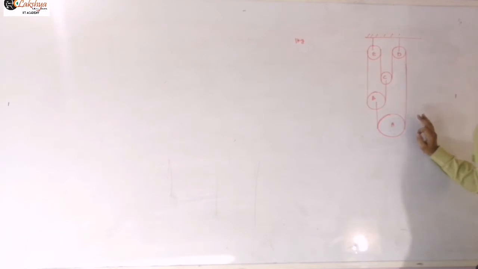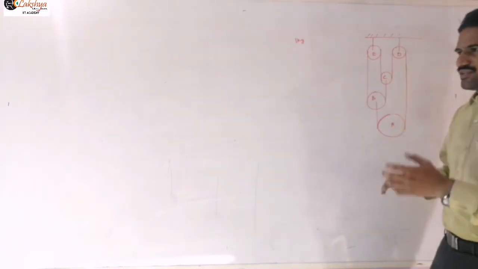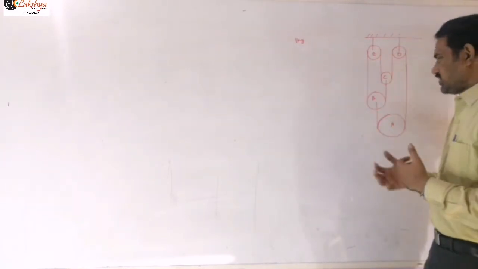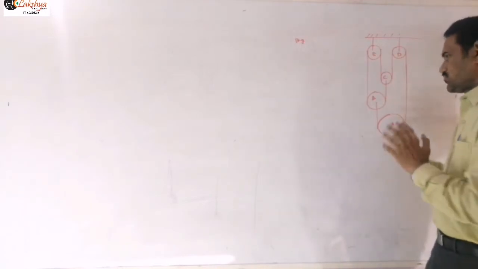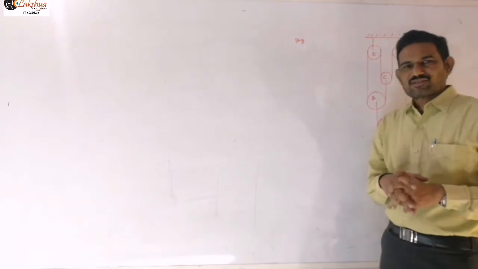Then find the accelerations of the blocks A, B, C. So here there is no additional acceleration of the pulleys A, B, C. The blocks are not connected here, just that the pulley itself is having some mass here.